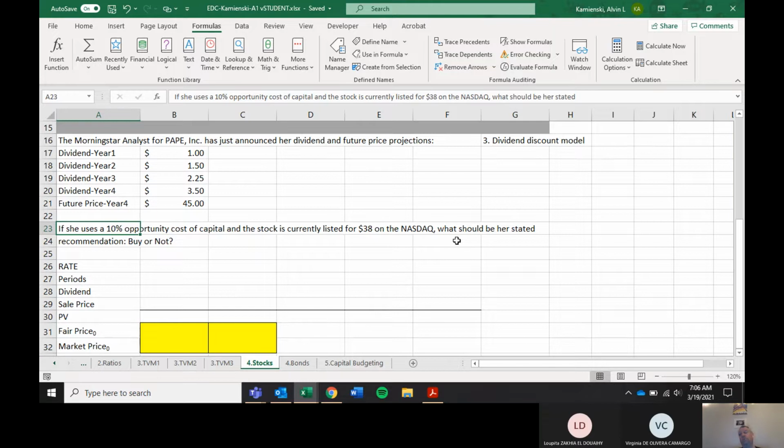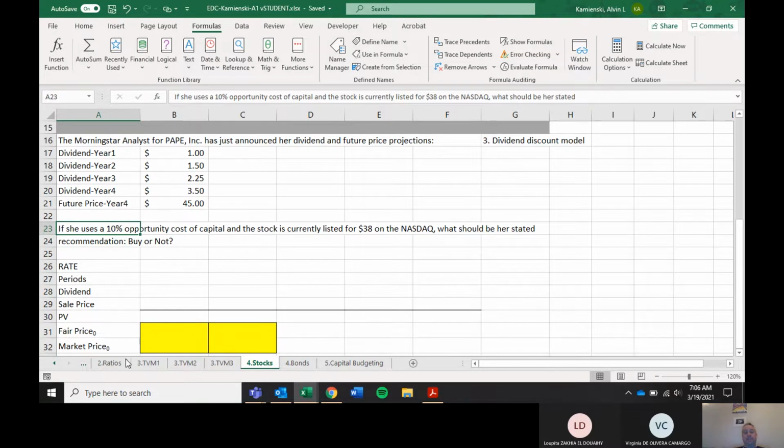$38. Her whole job is to talk to people that are in the investment community and suggest to them whether or not buying PAPE with these expected cash flows and this rate of return with a current listing price of $38 or not, is that something that she suggests that we should buy?